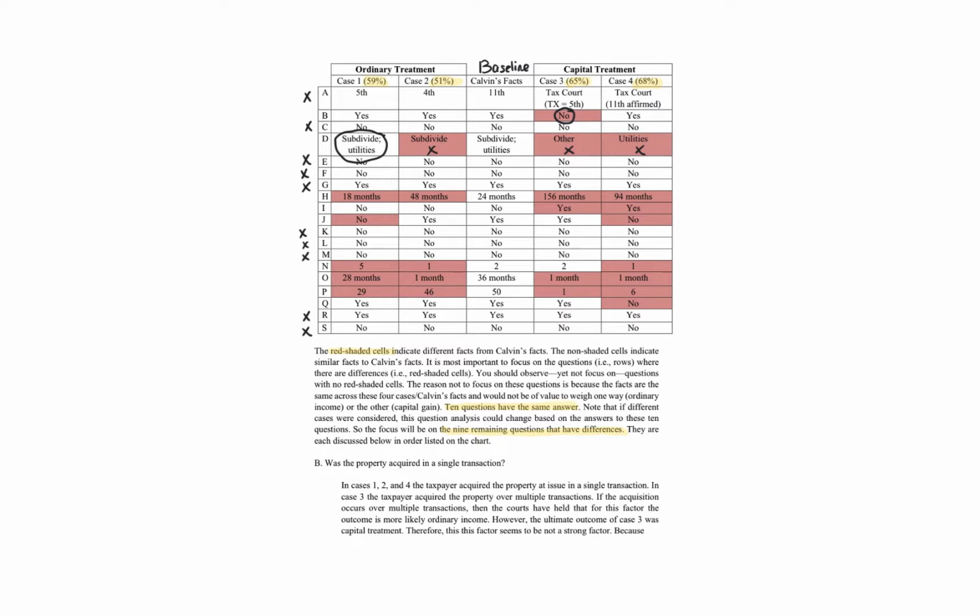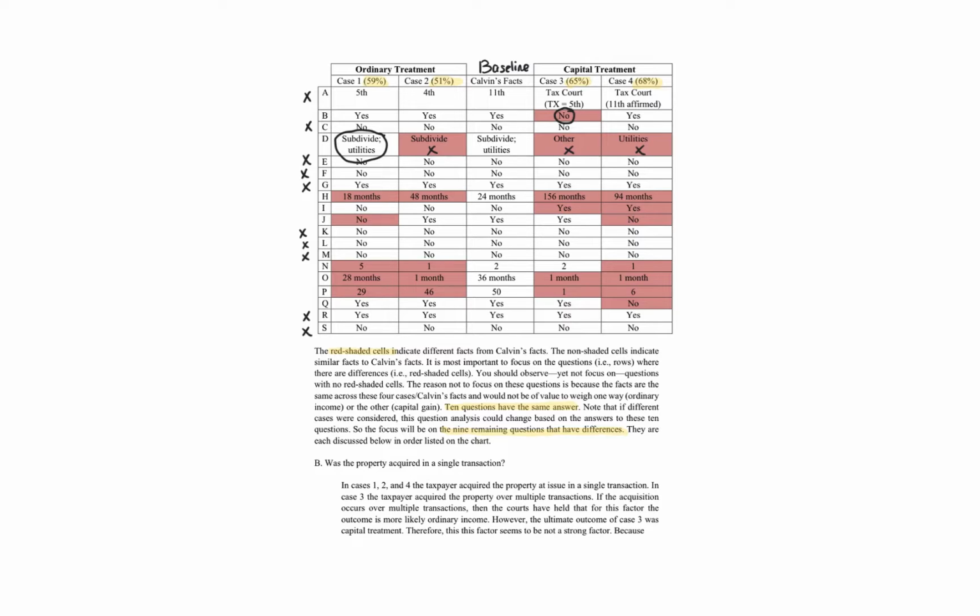So let's go ahead and start with question B. Was the property acquired in a single transaction? Looking at the cases, in cases 1, 2, and 4, the taxpayer acquired the property at issue in a single transaction. In case 3, the taxpayer acquired the property over multiple transactions. If the acquisition occurs over multiple transactions, then the courts have held that for this factor, the outcome is more likely to be ordinary income. So if it's multiple transactions, more likely to be ordinary.